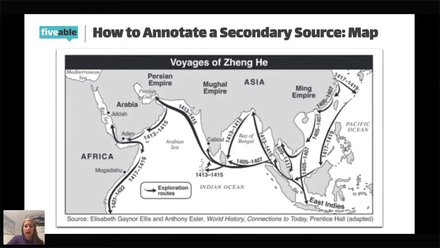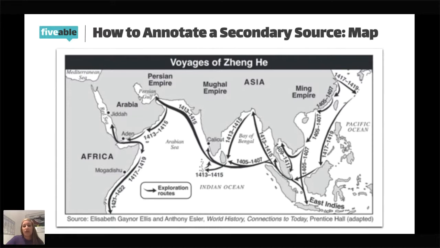Again, working with a map is going to take a little bit of a different skill, because we have to rely more on our visual cues than just our reading comprehension, because here, there's really not a lot to read. And another important thing here is context.